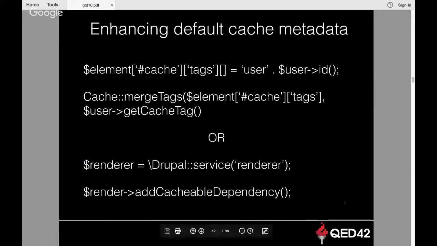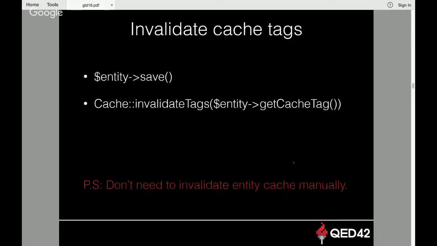So the next question is how do we invalidate cache tags? Do we need to invalidate cache tags manually? Yes, in some cases, where you are creating your cache tags explicitly, doing some custom work. But for entities in Drupal 8, they're invalidated automatically on entity save. Can you see the next slide? Okay, cool. So on entity save, the cache tags get automatically invalidated.